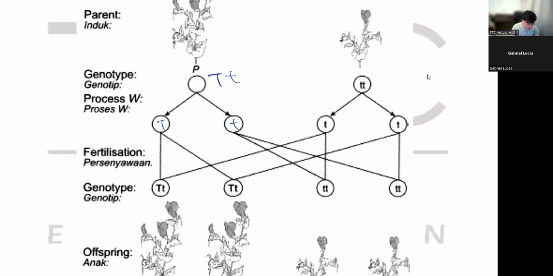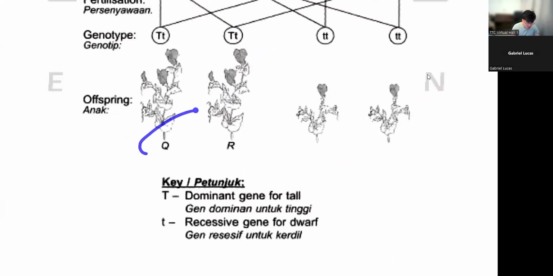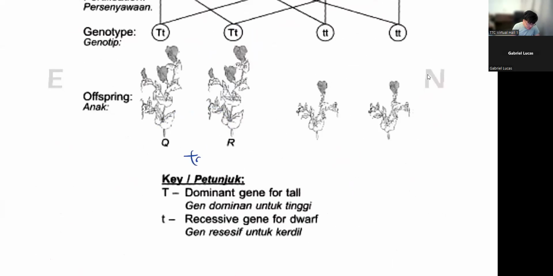So complete the genotype. You remember this is called genotype, right? Phenotype is what you can see. So these two being tall and these two being short, this is the phenotype. Remember phenotype. Phen is something that you can see. Gene is something you cannot see.